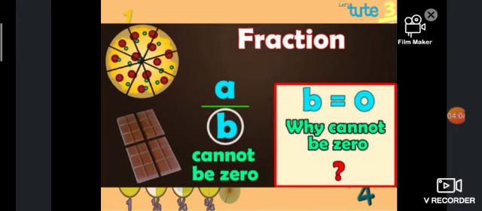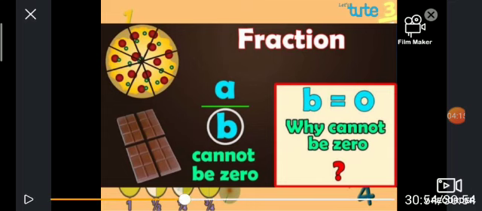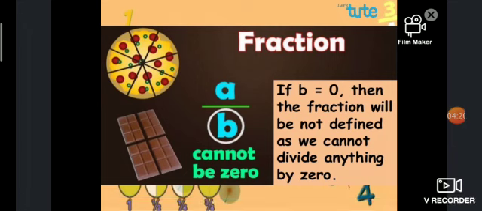Fraction A by B can't be 0. That means B can't be 0. But why can't it be 0? Let's see in the next slide. If B is equal to 0, then the fraction will be not defined, as we can't divide anything by 0.